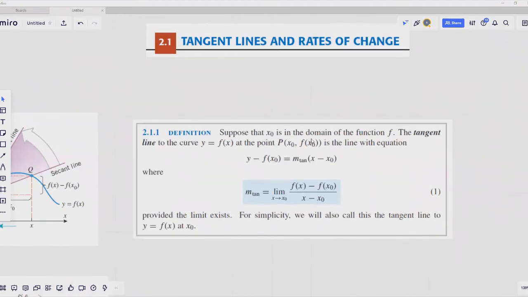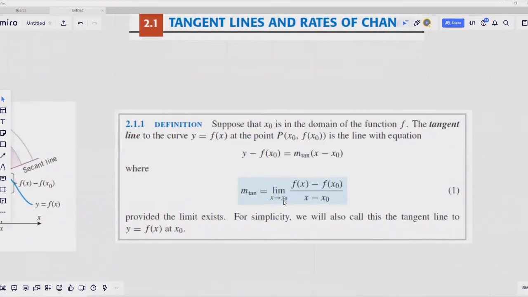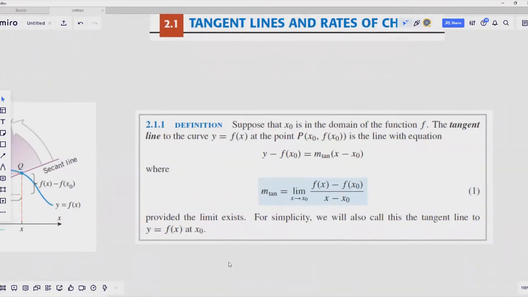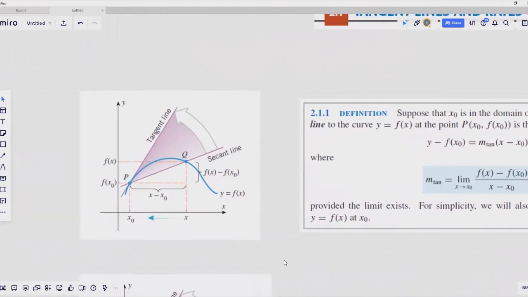Suppose that x0 is in the domain of function f. The tangent line to the curve y equals f(x) at point (x0, f(x0)) is a line with equation y minus f(x0) equals m_tan multiplied by (x minus x0), where m_tan is the slope of the tangent line at point x0, defined as the limit as x approaches x0 of (f(x) minus f(x0)) divided by (x minus x0), provided the limit exists.